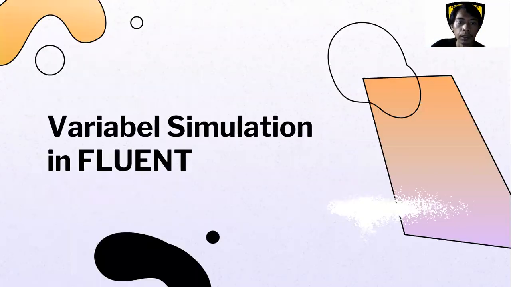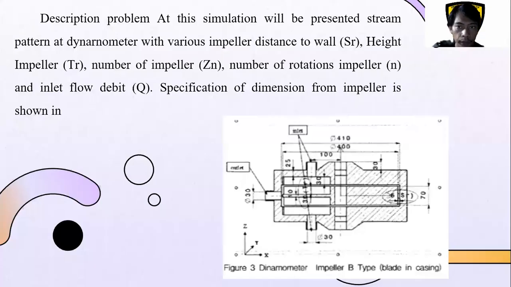The next is variable simulation in Fluent CFD software. Description of the problem: this simulation will present the stream pattern at the dynamometer with various impeller distances to the wall. Like impeller, the wall SR, height impeller TR, number of impellers ZN, number of rotations of the impeller N, and inlet flow debit Q.